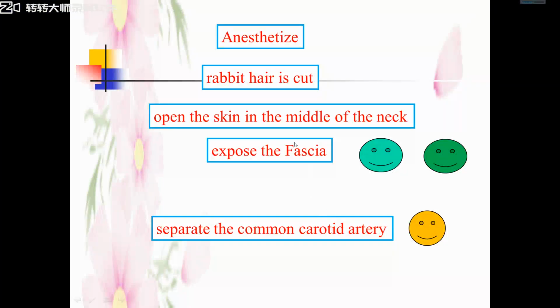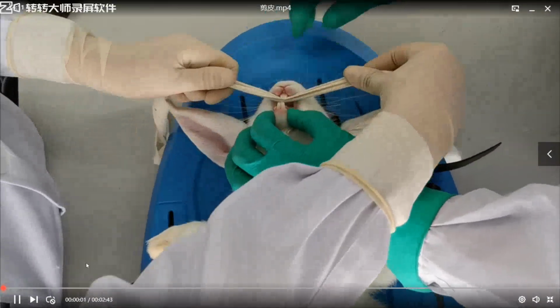So let's separate vagus nerve from carotid arteriole. Okay, just now we do the experiment for our rabbit, and we open the skin in the middle of the neck, and then expose the fascia, and then we also open the muscular layer, and we find the vagus nerve. Okay, we have found the vagus nerve.